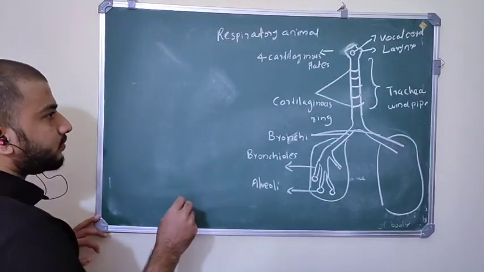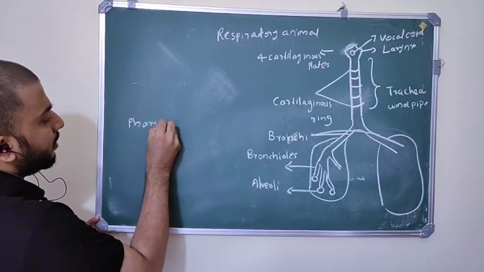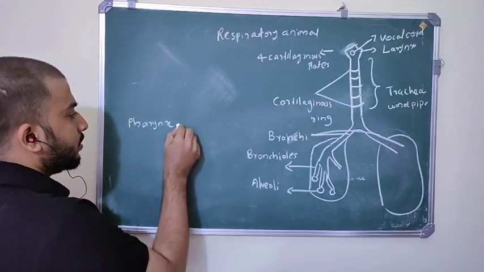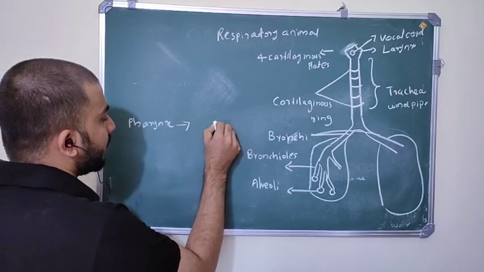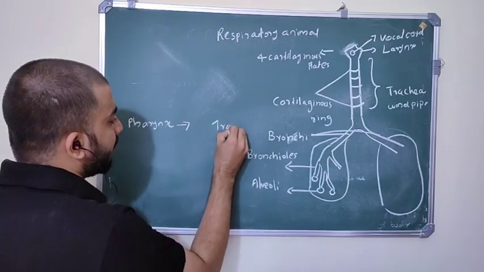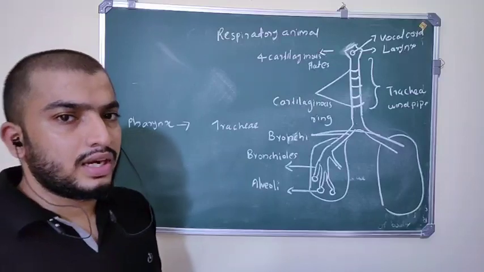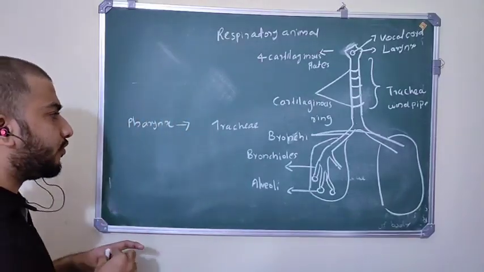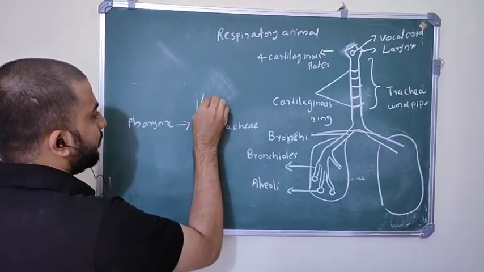Then I told you about the pharynx. It is a common junction found in the respiratory system and also in the digestive system. So there is a chance of food entering our trachea or windpipe while we eat. To prevent food from entering the trachea, a structure called the epiglottis is present.